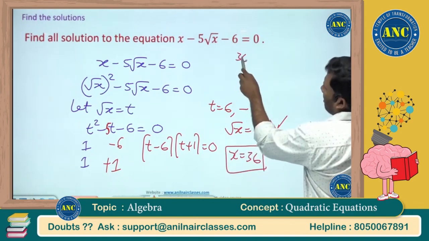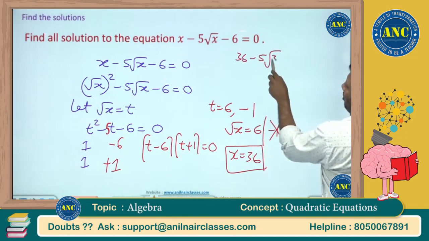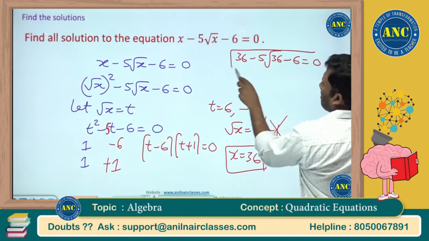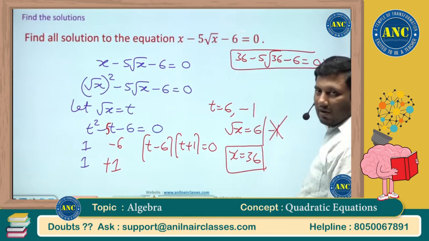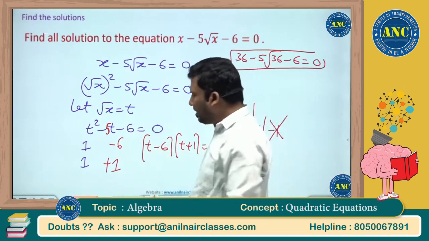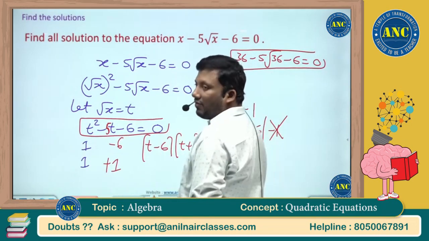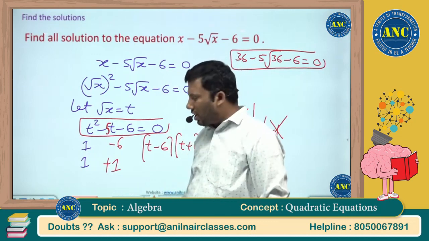Check it out. 36 minus 5 root 36 minus 6 equivalent to 0. 36 minus 36, it is equivalent to 0. Don't forget anything. Even if you forget it, at the end, try to cross check whether it is satisfying the question or not.